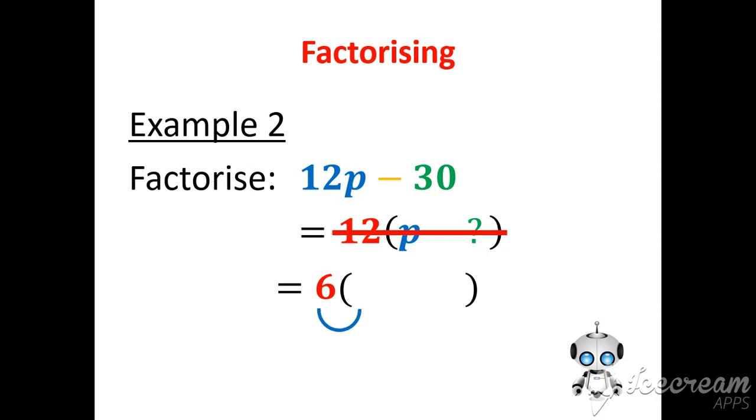Right, 6 times something makes 12p. So 6 times, it has to be a 2p because 6 times 2 is 12 and we need a p there. Now we can put our subtract down and say 6 times something is 30. 6 times 5 is 30 and we've factorised it to give us 6 bracket 2p minus 5.